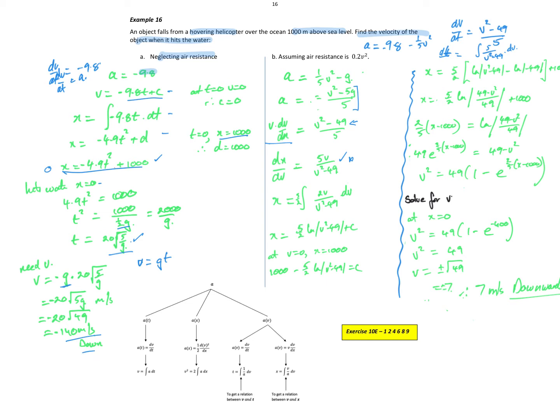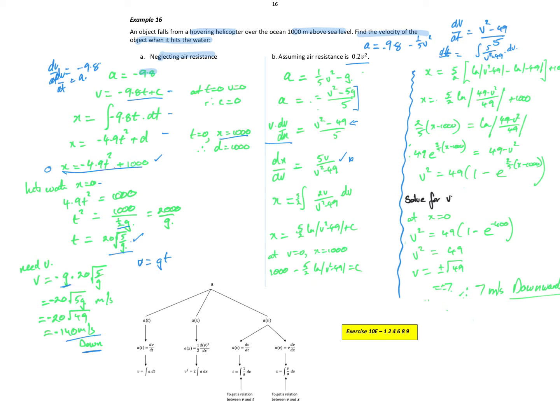So I just need to state a direction. So I'm going to say 140 meters per second down, okay? If we have air resistance, well, obviously we can't use our kinematics rules. So my acceleration instead is g minus 1/5 of v squared. So again, acceleration. Let's just tidy it up a little bit. We'll divide everything by 5. So g times 5 is 49. So 49 minus v squared on 5.